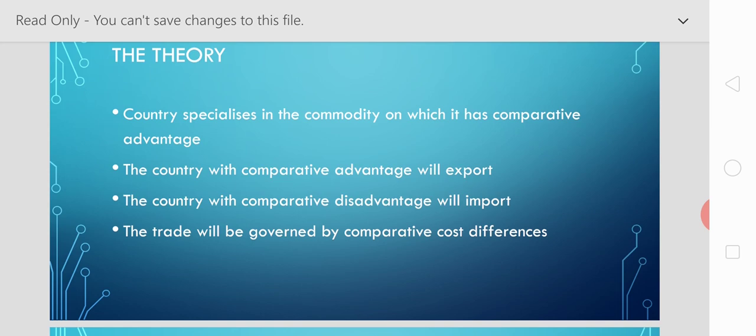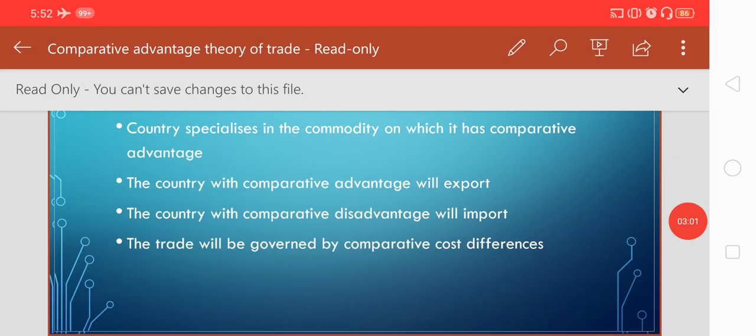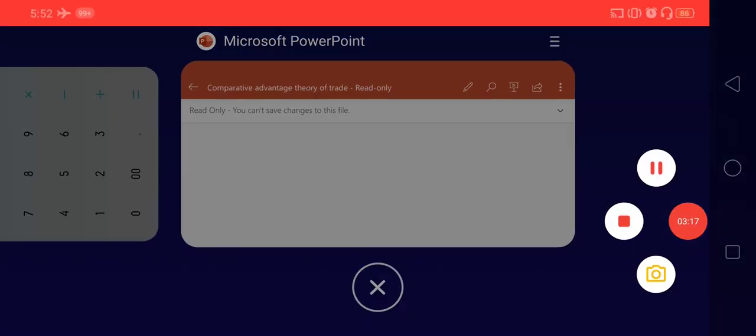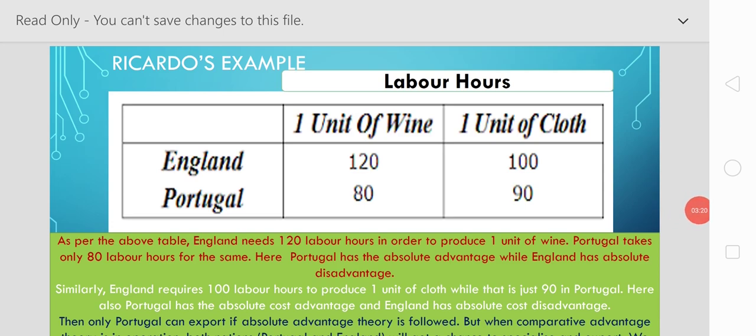International trade will take place only when the nation has the comparative advantage on the particular commodity, and if a nation doesn't have any comparative advantage on a particular commodity, that commodity will be imported from the nation which has the comparative advantage on the commodity. So international trade will be governed by comparative differences in cost. Let me explain how the difference in cost will lead to international trade between two nations, using this example.